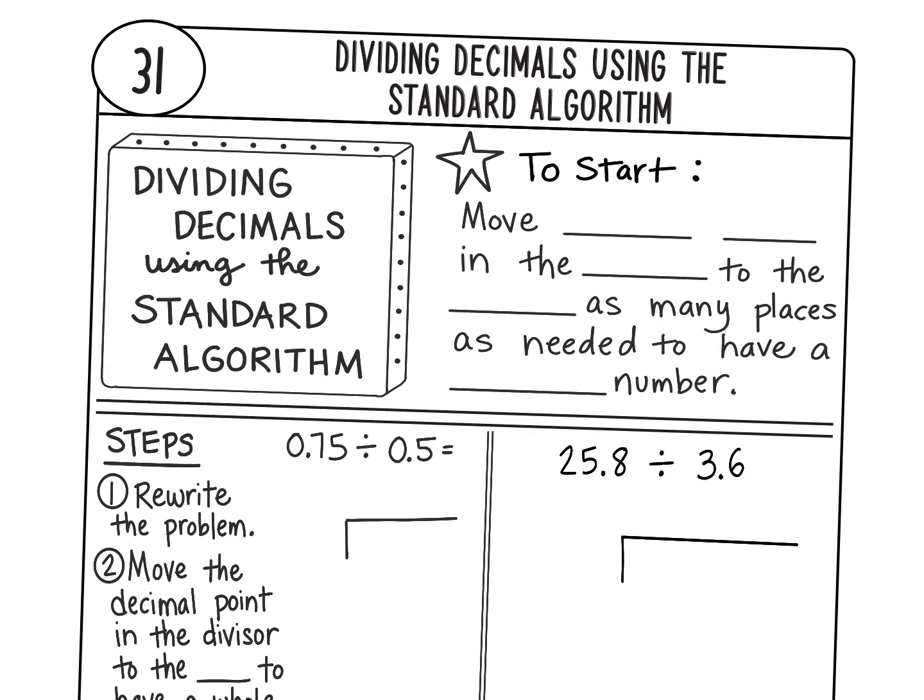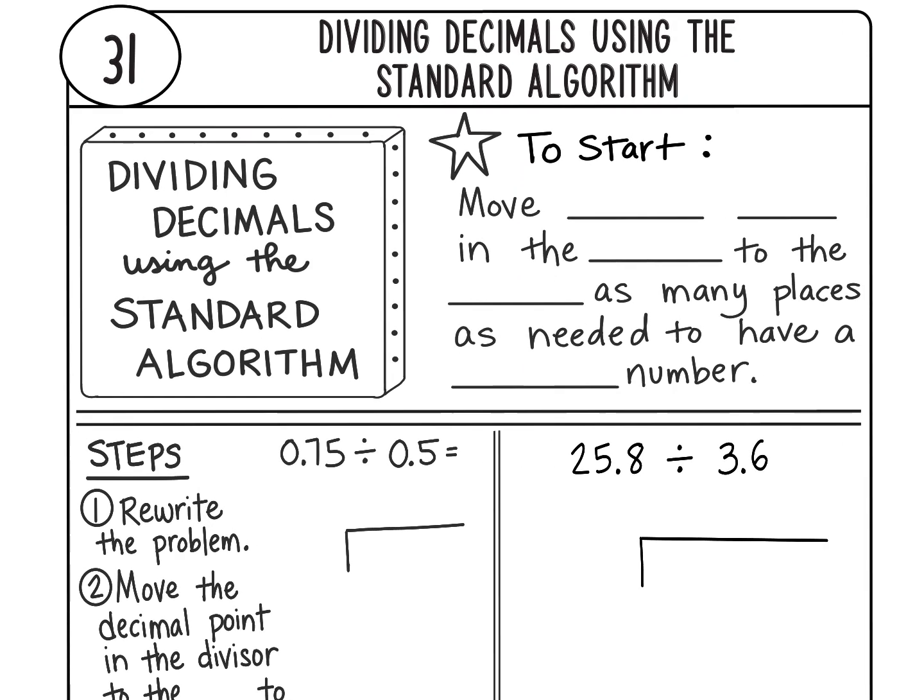Okay, on this one, we are using the standard algorithm to divide a decimal by a decimal. It's very similar to what we just did. To start out, we are going to move the decimal point in the divisor to the right as many places as needed to have a whole number. Like we just did, that decimal is in the divisor, so the first thing I have to do is make it into a whole number by moving that decimal to the right.